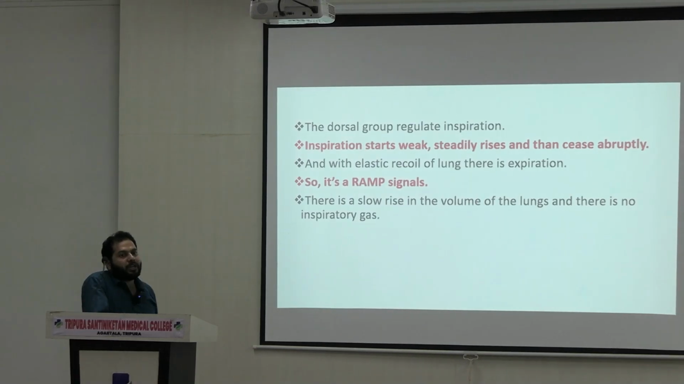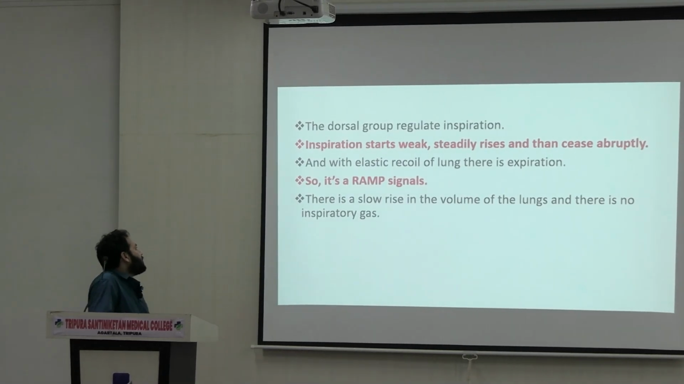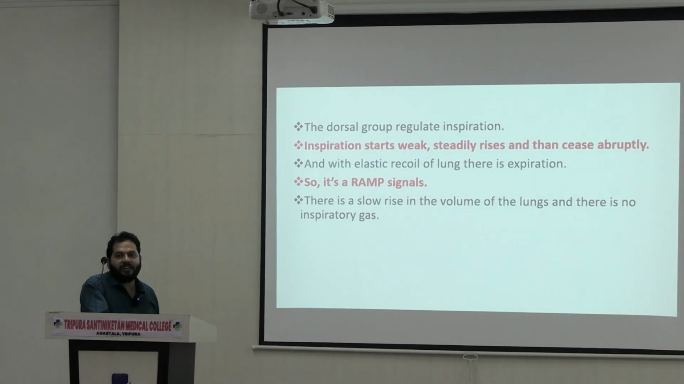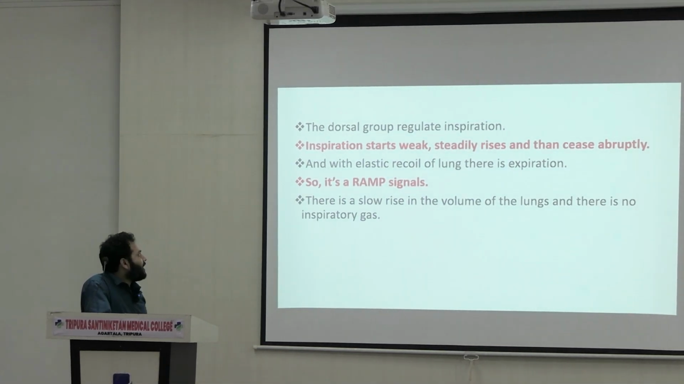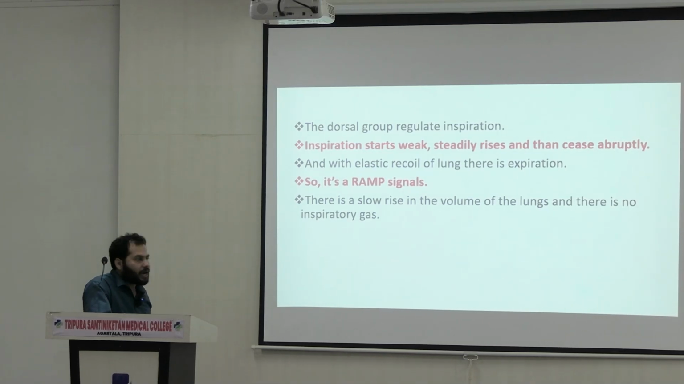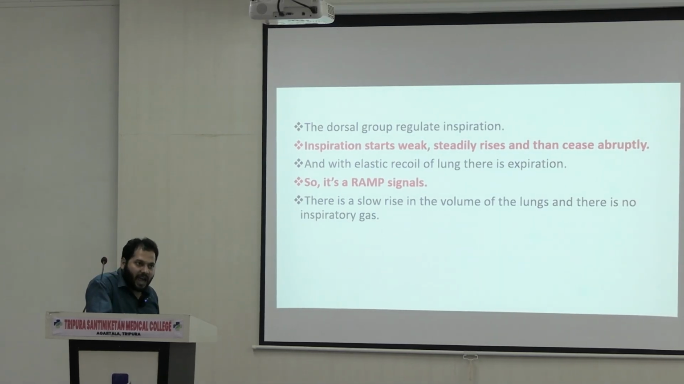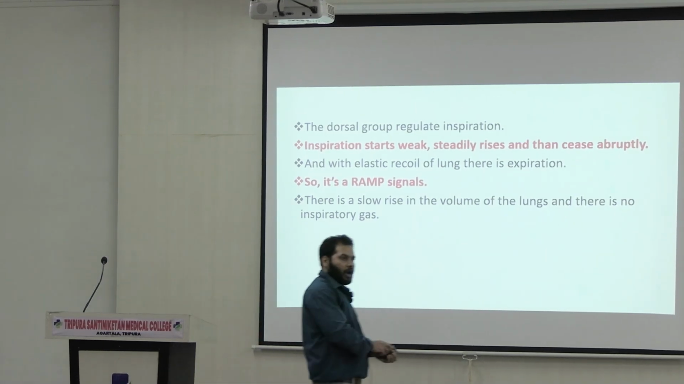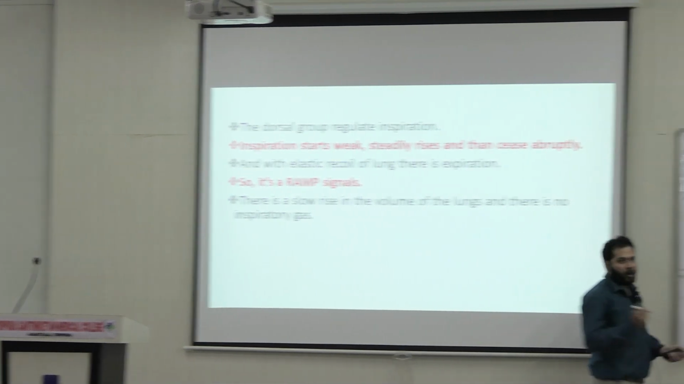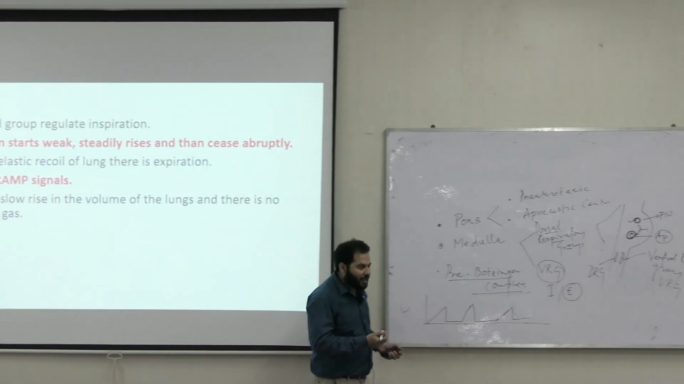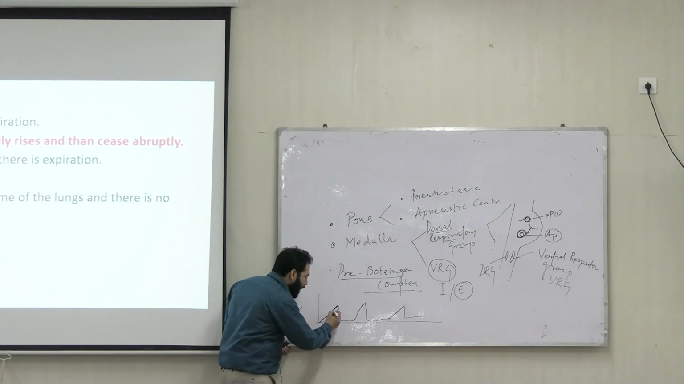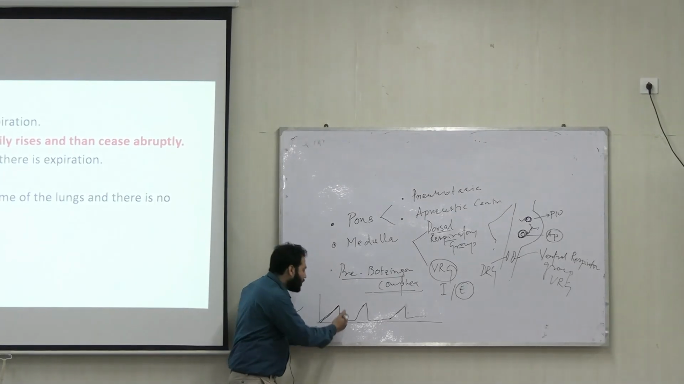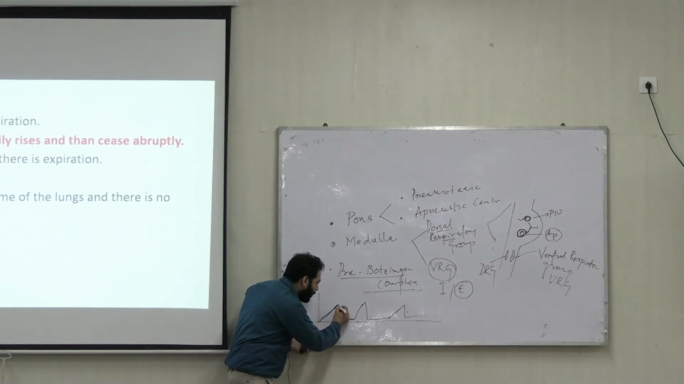The most important property of the ramp signal is that at the initial point of time, the rate of inspiration is very weak, right? And steadily increases or rises, and then declines or ceases abruptly. So if you plot the diagram of the ramp signal, you'll find this, right? The time required to complete this phase is around 2 seconds, right? After that, there is a sharp fall, right?